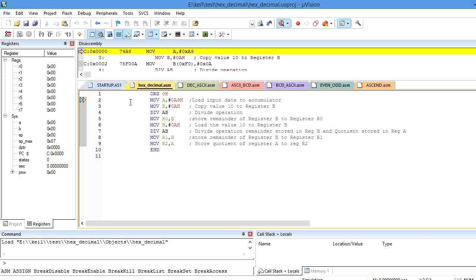And now come to the programming part. As I already told, we need to take some input data value in hexa. Here we are using the instruction MOV A, #A9H. This is the hexa value I am going to store into the accumulator. So after execution, A becomes A9H.